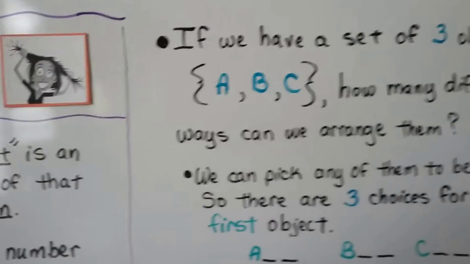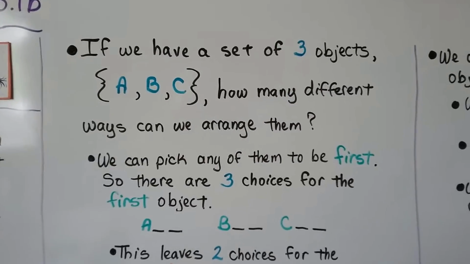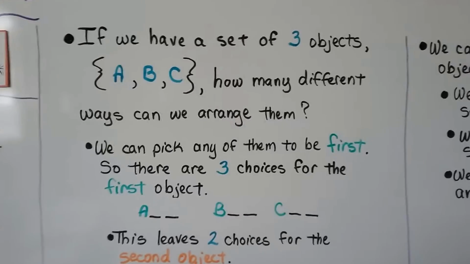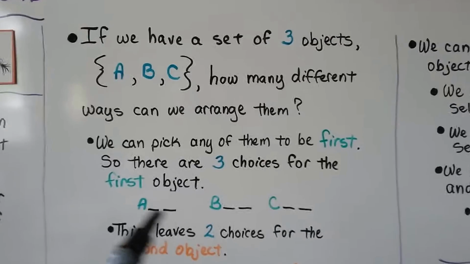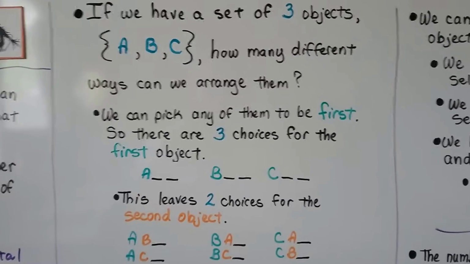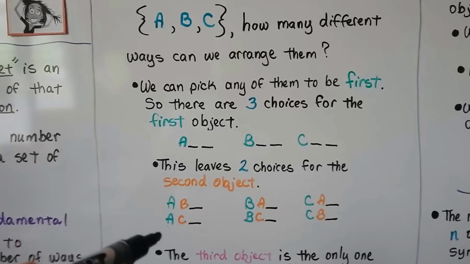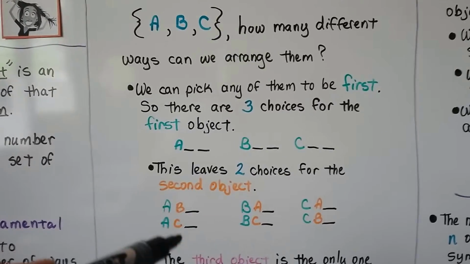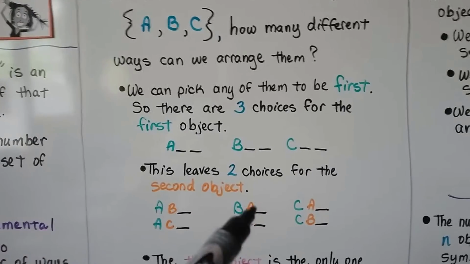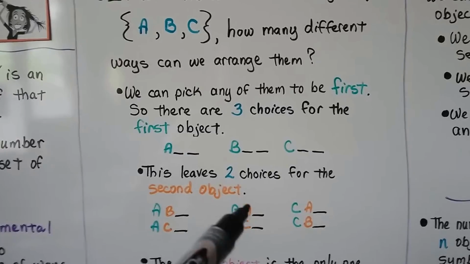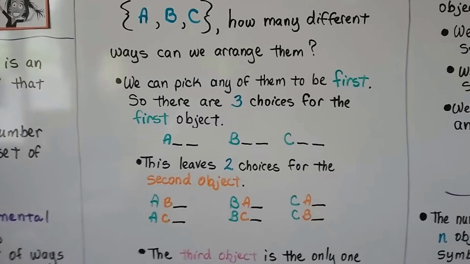If we have a set of 3 objects, let's say they're A, B, and C, how many different ways can we arrange them? We can pick any of them to be first, so there's 3 choices for the first object, A, B, or C. This leaves 2 choices for the second object because we can't repeat, remember, without repetition. So if we do choose A first, our second spot can either be a B or a C. If we choose B first, we can have an A or a C in the second place. If we choose C first, then we can have an A or a B, see?